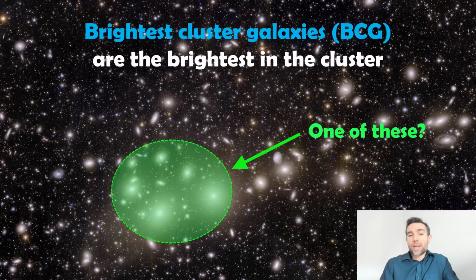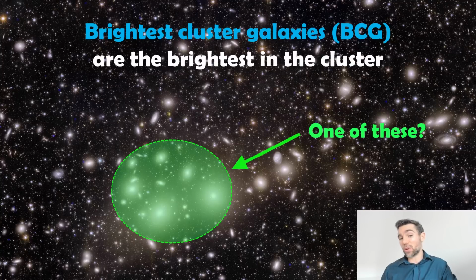So, the brightest cluster galaxy in a cluster is essentially going to be the brightest in the cluster. And I've got the cluster in the background there, and I've highlighted maybe one of those is actually the brightest cluster galaxy in this particular cluster because they are the brightest ones.